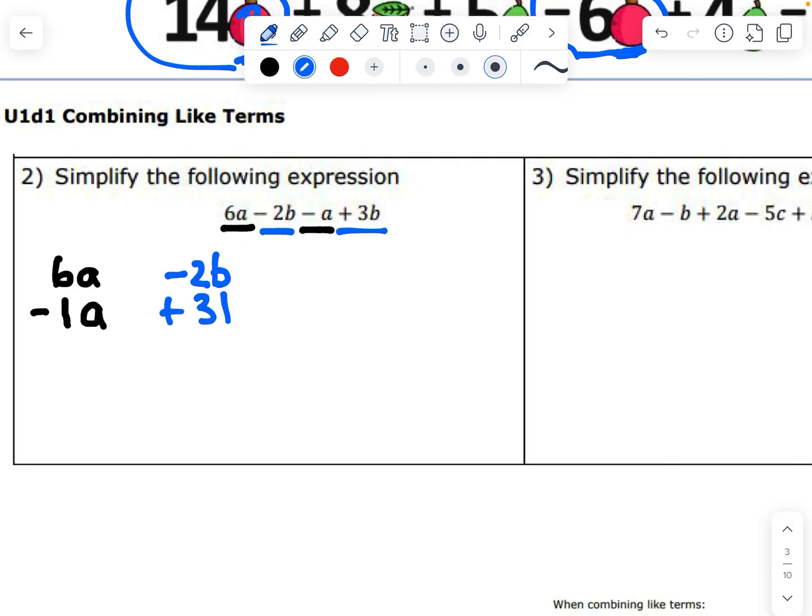+3B. So now we've identified the like terms, we've collected them, and now we're going to combine 6 minus 1, and that mathematical expression becomes 5A. Now we have -2B, and we're adding 3 B's. All right, we are taking the coefficients, the -2 plus 3, that becomes a 1, and B for blueberries.